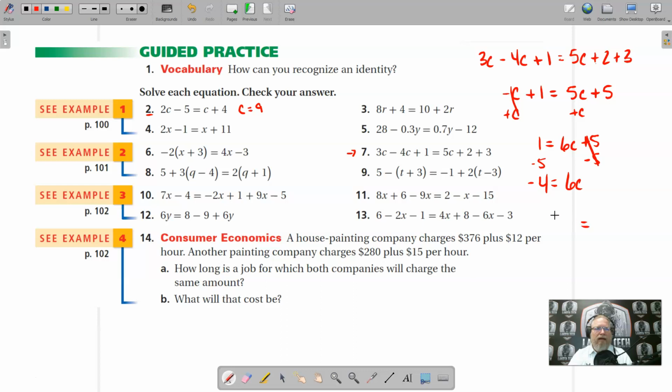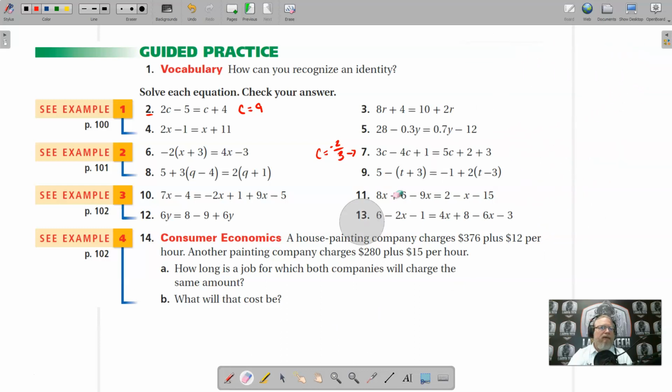So if I do that, negative 4 divided by 6, that would cancel that 6 there, and end up with just c. And I could simplify that to c equals negative, and let's divide them both by 2. 2 over 3. So c equals negative 2 over 3. And then maybe let's do identity. Let's find some of those ones that says, is it identity or not? I believe that that would be, let's just pick one here. Let's pick number 12 right there.